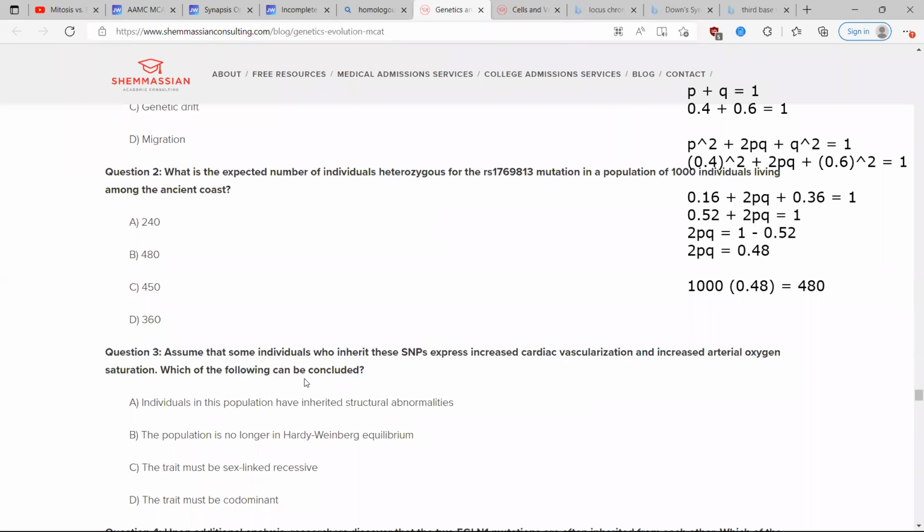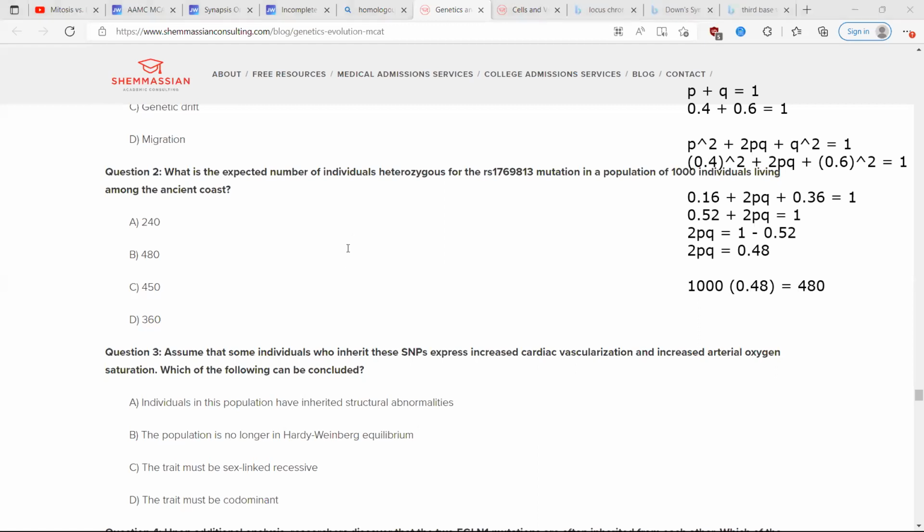Individuals in this population have inherited structural abnormalities. I'm not a big fan of the word abnormalities here. I think they would just say mutations. I'm not sure why they said abnormalities. The population is no longer in Hardy-Weinberg equilibrium. Why do they bring up Hardy-Weinberg here? Hardy-Weinberg equilibrium means there's no evolution, right?